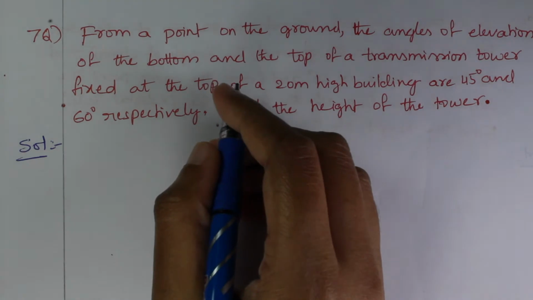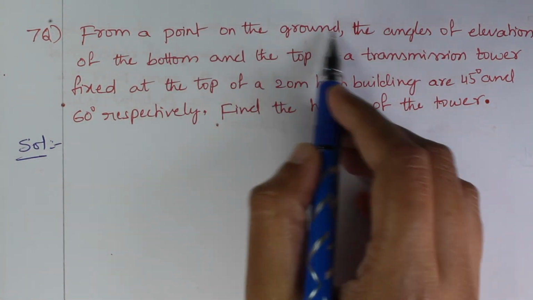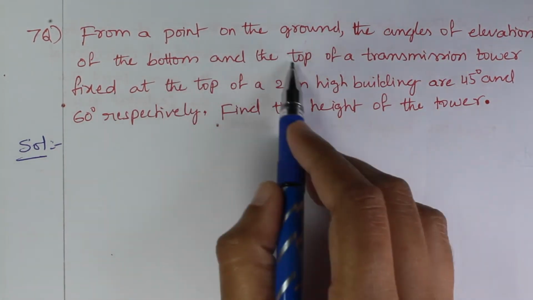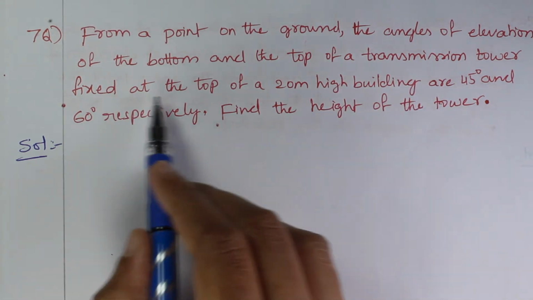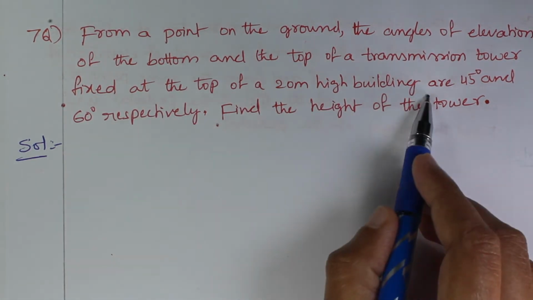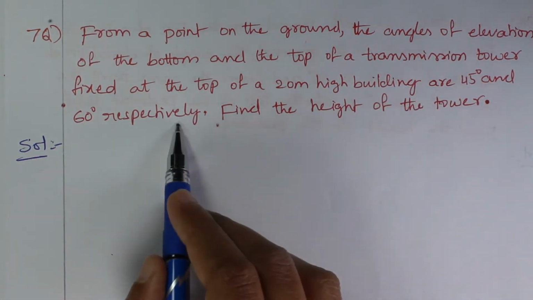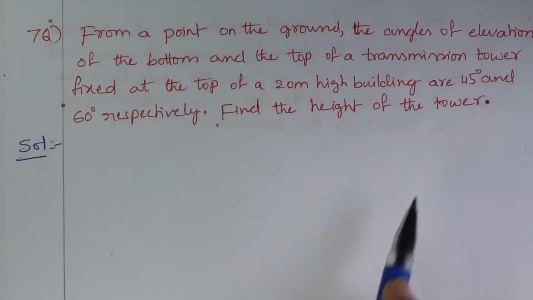Now let's move to the 7th question. From a point on the ground, the angle of elevation of the bottom and the top of a transmission tower fixed at the top of a 20-meter high building are 45 degrees and 60 degrees respectively. Find the height of the tower.